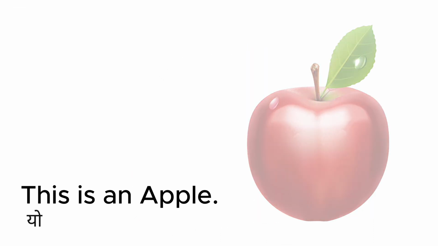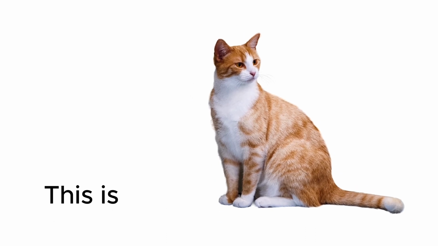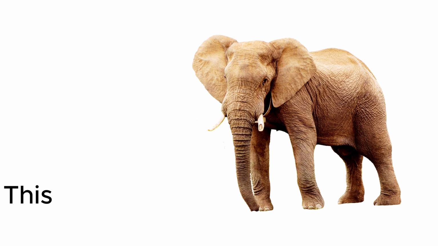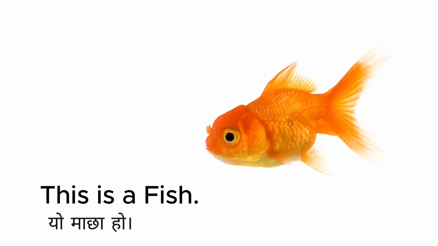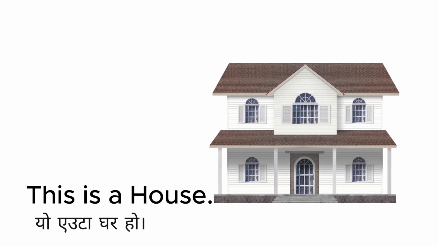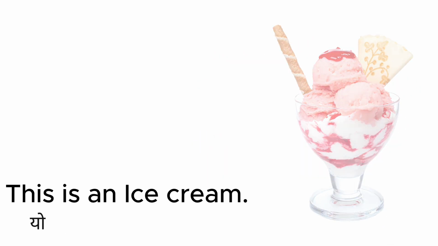This is an apple. This is a ball. This is a cat. This is a dog. This is an elephant. This is a fish. This is a giraffe. This is a house. This is an ice cream.